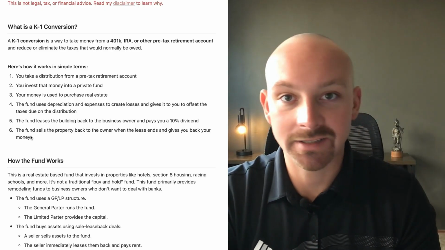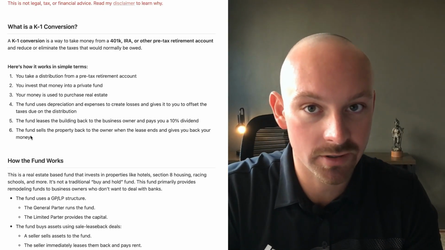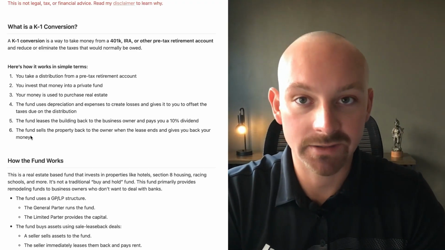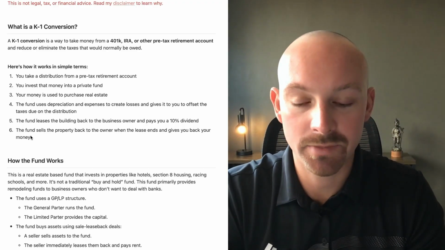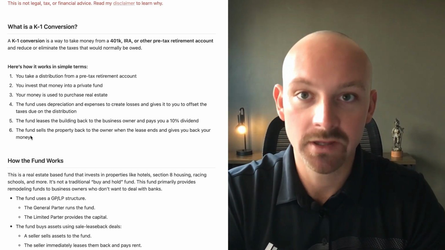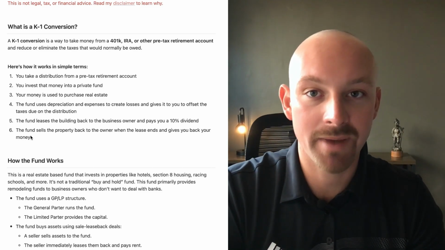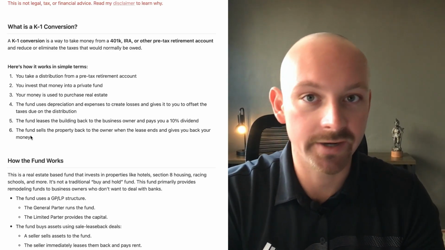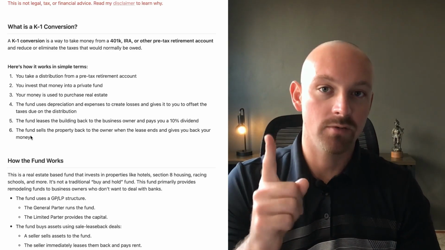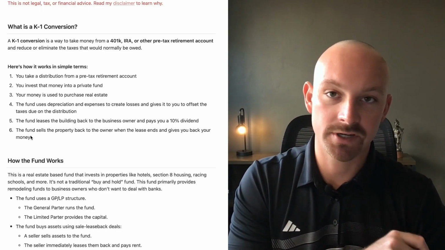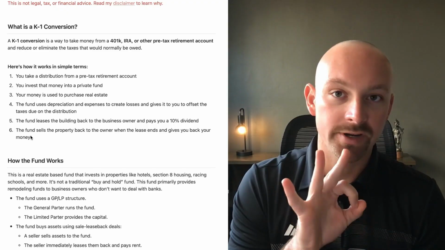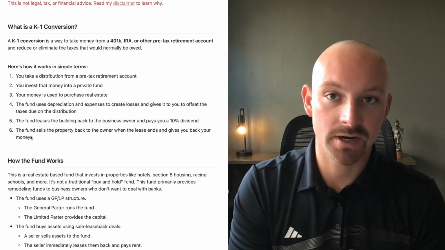Then the fund is going to lease the building back to the business owner, and it's going to pay you a 10% dividend. And then at the end of that lease term, typically 36 months, but you have to do 2 cycles of that with a K1 conversion specifically, the fund is going to sell the property back to the owner, and they're going to get you your money back. So really, you're getting 3 things. You're getting a K1 loss that's going to offset 100% of the taxes due on the distribution. You're going to get 3 years of dividends at 10% a pop.